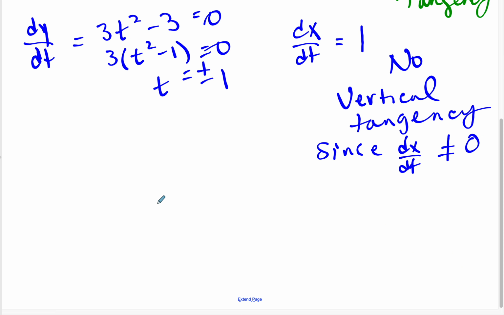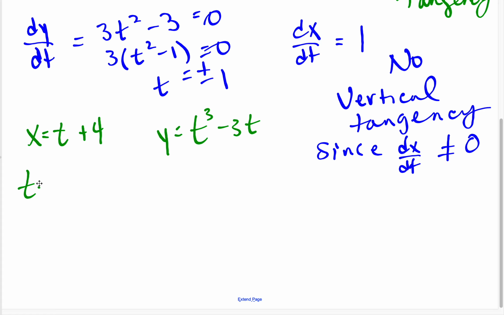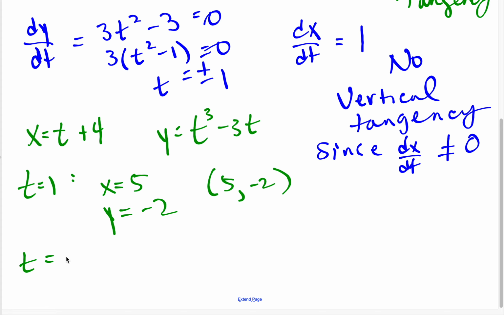So let's scroll down here. And okay, I'm going to go back and rewrite these so we don't have to scroll up and down. So when t is equal to 1, x is equal to 5, and y is equal to 1 minus 3, which is negative 2. So we have a point, 5, negative 2. When t is equal to negative 1, x is going to be 3, and y is going to be 2. So there's our other point, 3, 2.